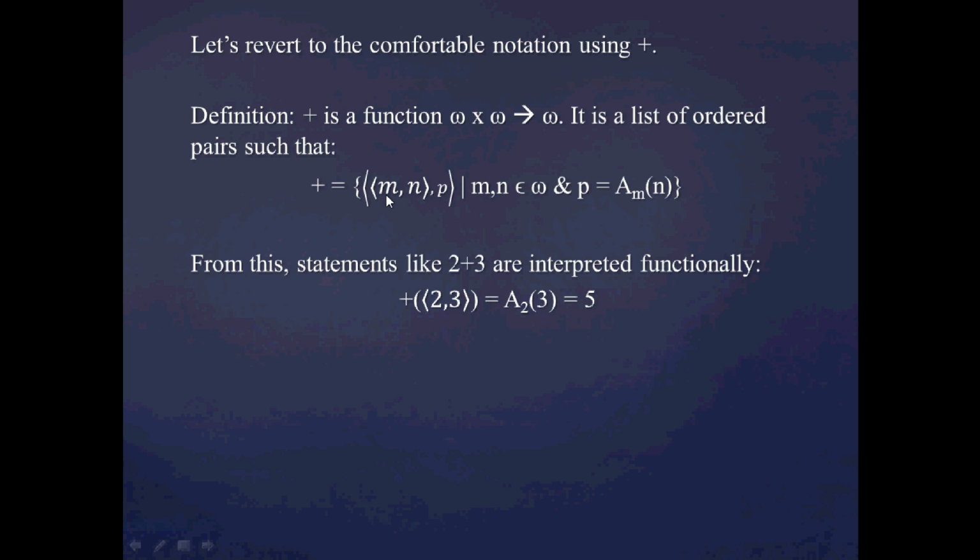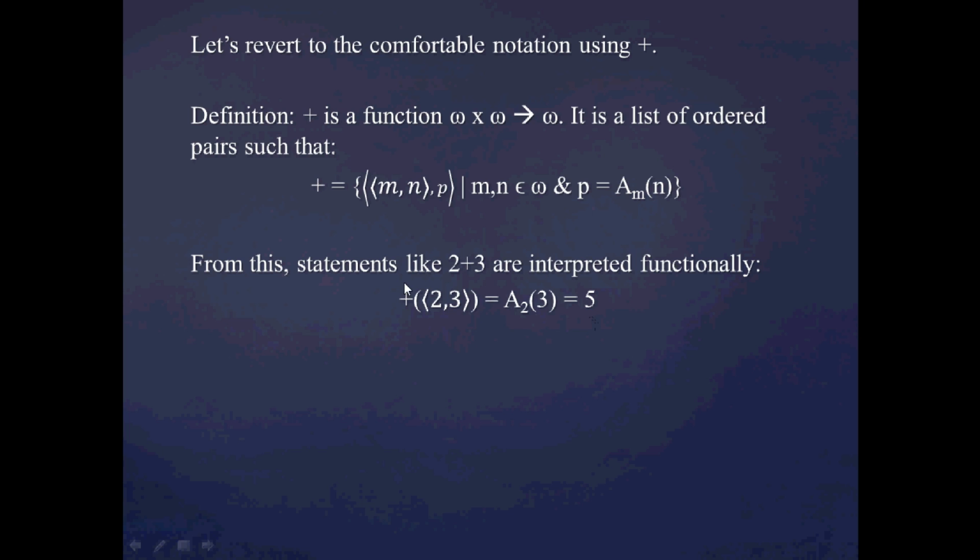So I have m equals 2 and n equals 3. So to get my p is going to be equal to a sub 2 of 3. Interpreting it functionally, the output of this thing is going to be equal to a sub 2 of 3, which we've completely set up recursively. This has a recursive definition, so this is going to be justified as being equal to 5.